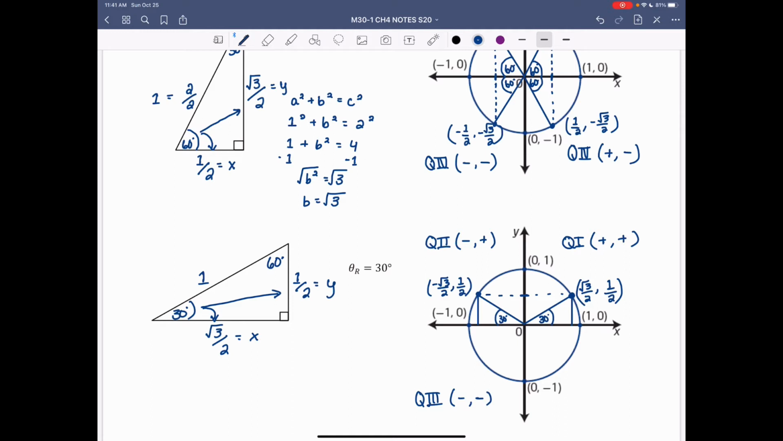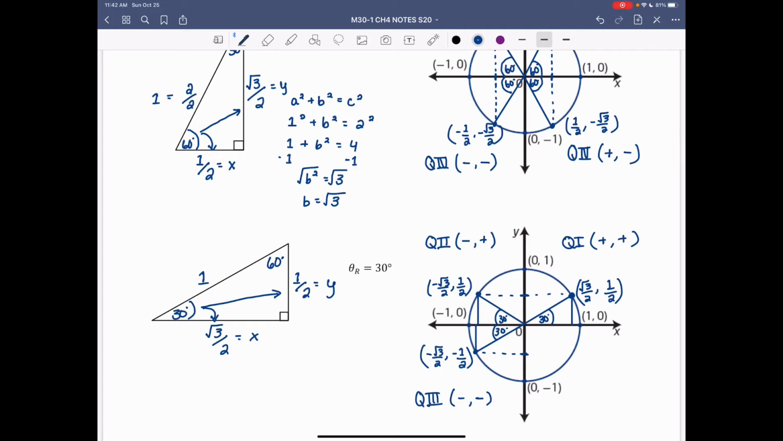Let's plot y equals negative 1/2. It's about here, so go straight across from there till we meet with our unit circle. That point would be negative root 3 over 2 and negative 1/2. Draw our terminal arm. Our reference angle is 30, and we can create our right triangle by going straight up to the x-axis.